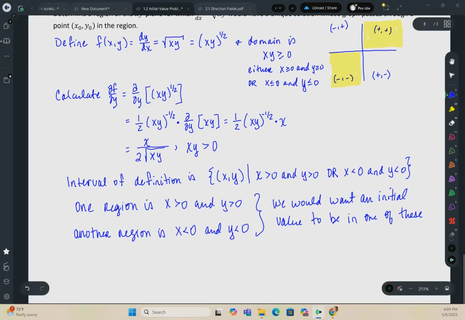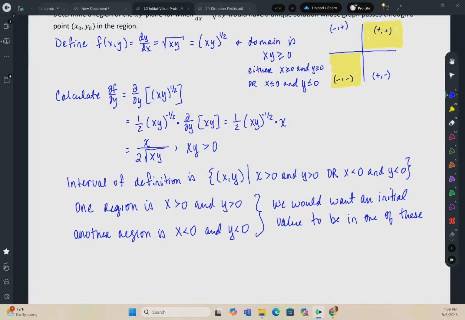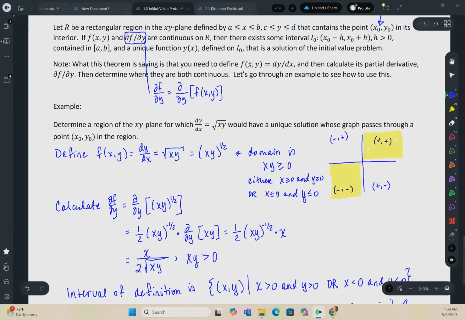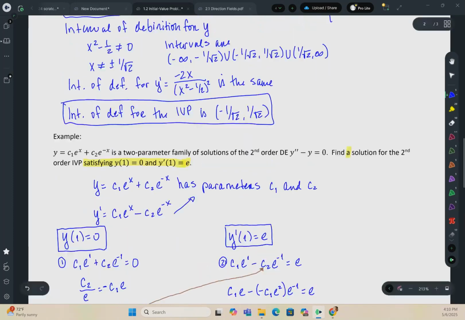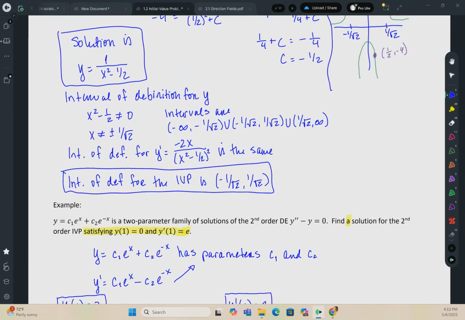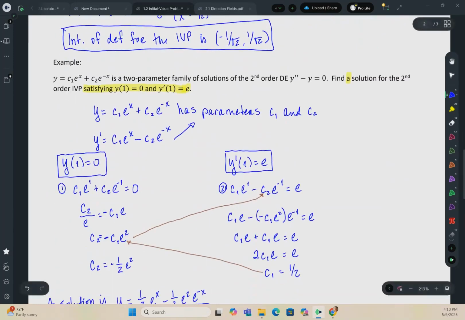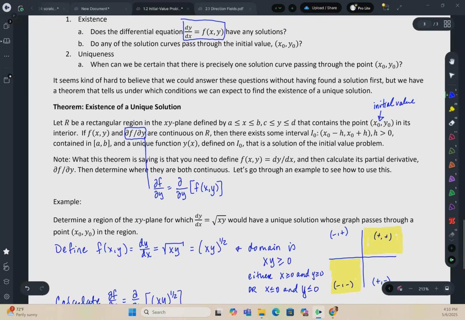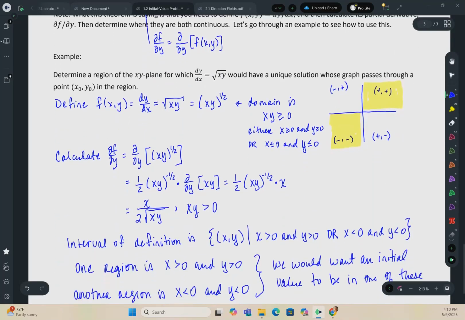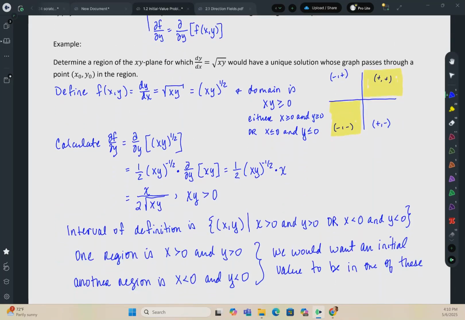All right. And that is it for this section. There really isn't a whole lot to this whole section, right? We've got the finding parameters and determining the interval of definition. And then we have the existence and uniqueness. And so if you're struggling with any one of those, don't hesitate to reach out and get some help.